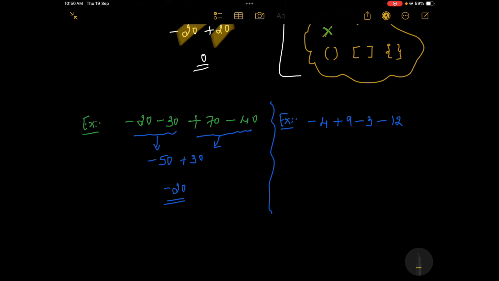Okay, see, how shall we start? I'll take these two: minus 4 minus 12 is minus 16. And what about these two? Plus 9 minus 3 is plus 6. What do we get? There is a negative number and a positive number, so you have to subtract. 16 minus 6 gives 10. Since 16 is the greater number, the result is negative 10. I hope everyone understood it.